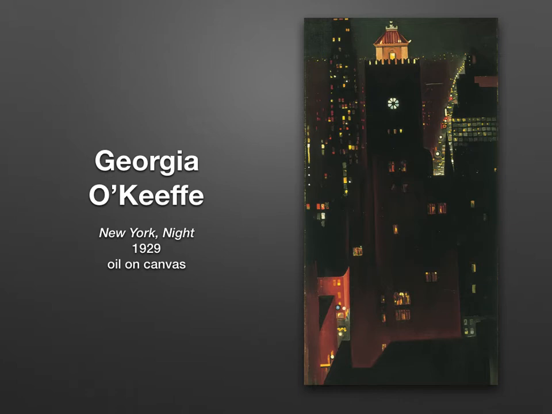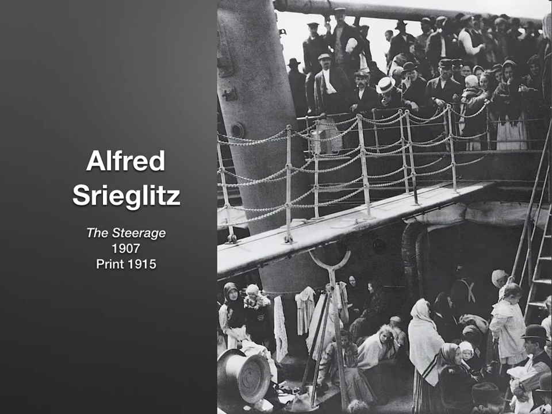O'Keeffe actually becomes better known for her later work that is much more abstract, and this is where she would focus on a single object such as a flower, and she would look at them so closely that they almost seem to become something else. But this is an example of her precisionist work. Now, she was married to the next artist we're going to see here, which is Alfred Stieglitz.